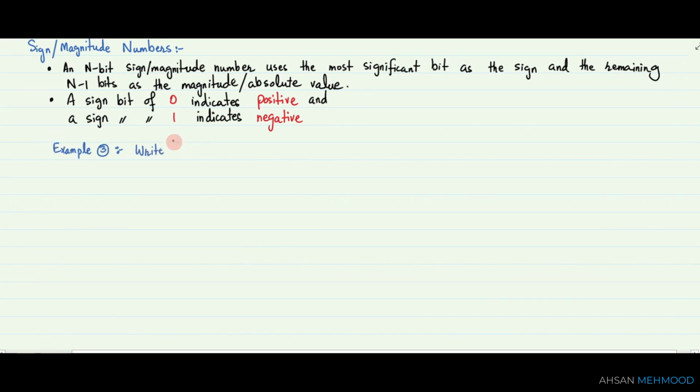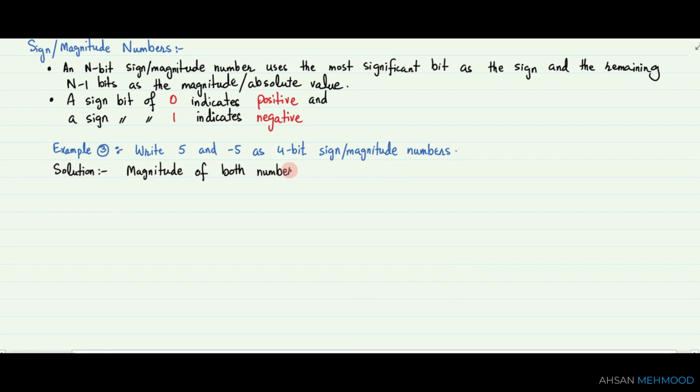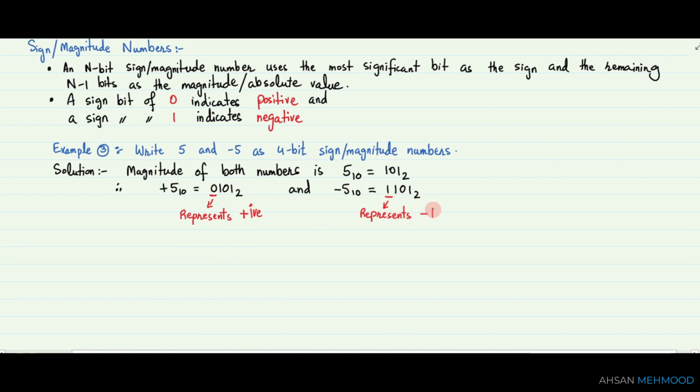In example 3, we will write 5 and -5 as 4-bit sign magnitude numbers. Both numbers have a magnitude of 5 base 10, which is equal to 101 base 2. Thus, positive 5 base 10 is equal to 0101 base 2 and negative 5 base 10 is equal to 1101 base 2. Here 0 represents positive and 1 represents negative.